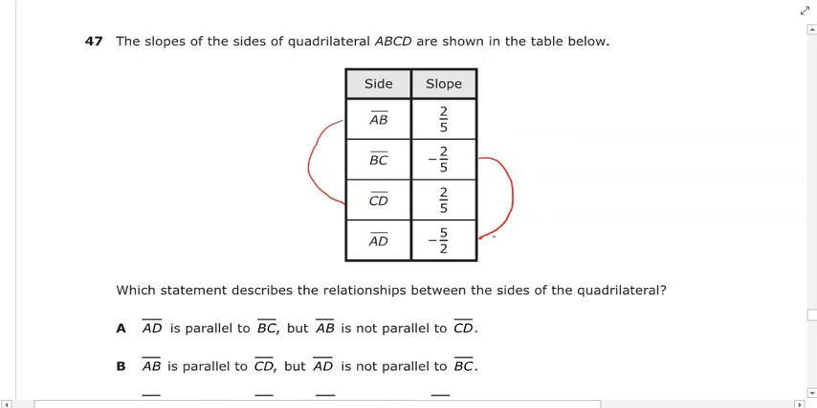So let's look at these. Do these two have the same slope? Yes, which means they are parallel to each other. Do these two have the same slope? No, -2/5 is not the same thing.